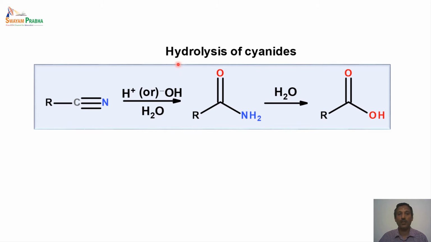And the next one is hydrolysis of cyanides. Here a cyanide is treated with either acid or base conditions to produce an amide, which is an intermediate in this reaction. Generally this amide is not isolated, and on further hydrolysis it provides the carboxylic acid.